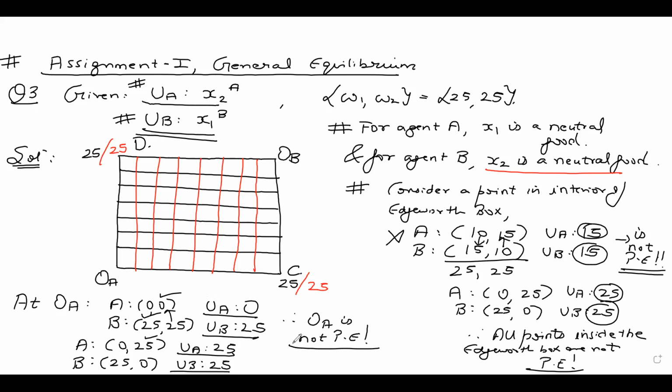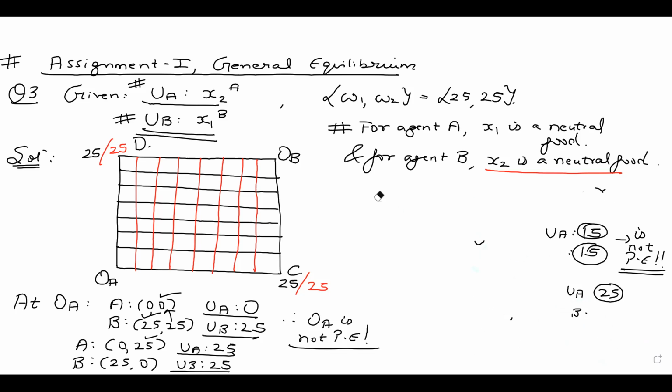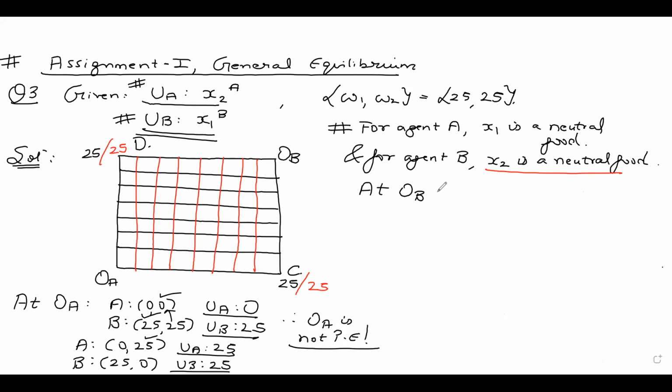On similar lines, I can argue that even OB, which is B's origin, is also not Pareto efficient. If I take a point on B's origin, so sorry, let me correct myself. I can say that at OB, B has 0, 0. When you are on B's origin, B has 0, 0. A has complete 25, 25. Utility which A gets is only from good 2. Utility which B gets is only from good 1.